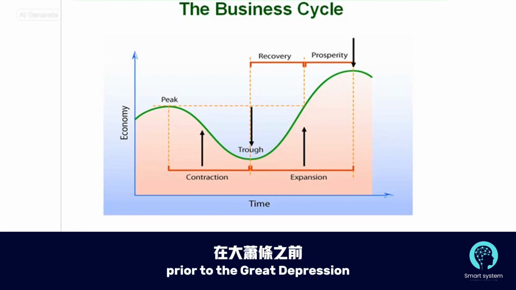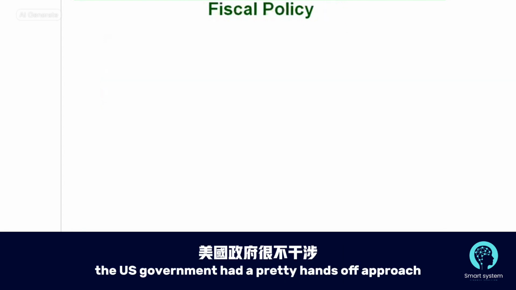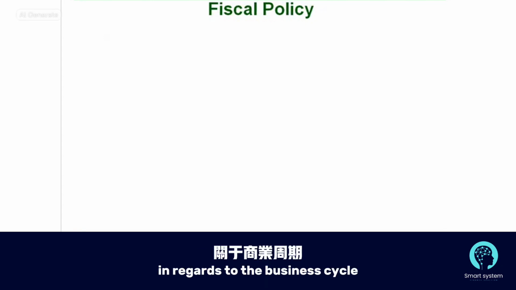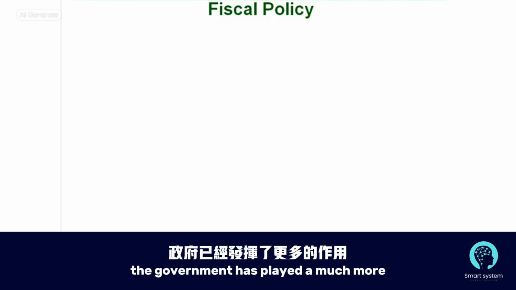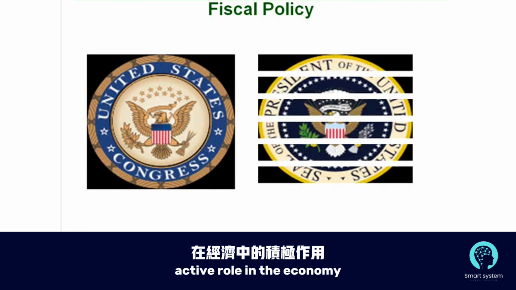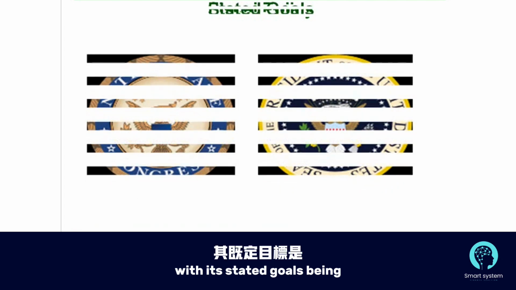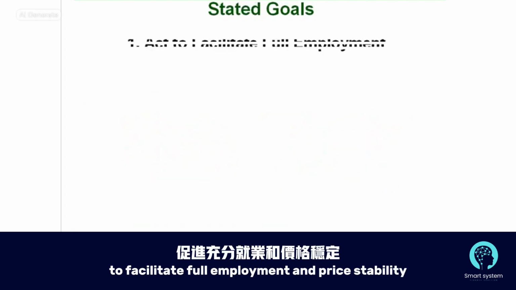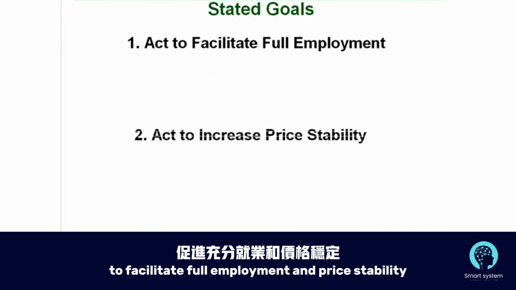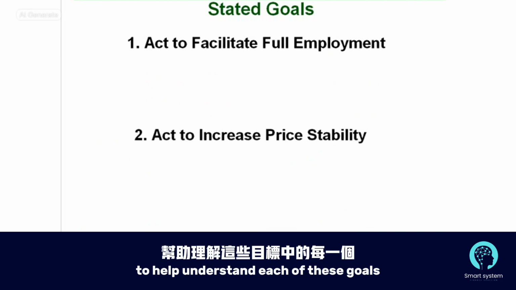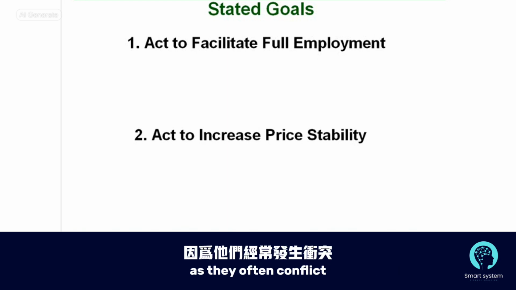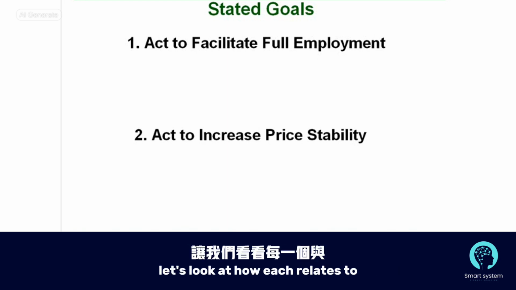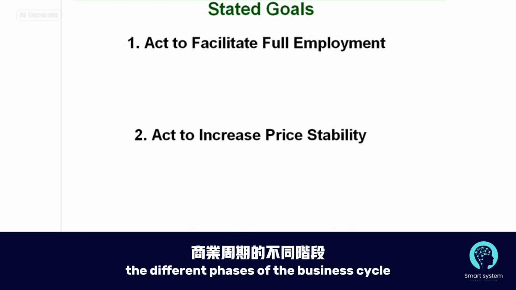Prior to the Great Depression, the US government had a pretty hands-off approach. In regards to the business cycle, they let things play out as they may. But since the Great Depression, the government has played a much more active role in the economy, with its stated goals being to facilitate full employment and price stability. To help understand each of these goals, and the balancing act that goes on between them, as they often conflict, let's look at how each relates to the different phases of the business cycle.